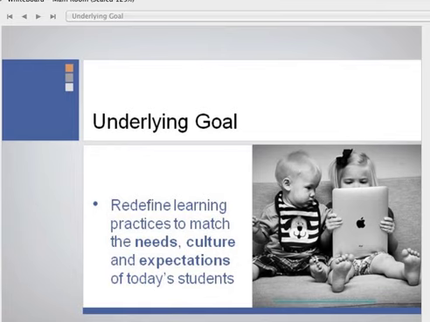When we look at the underlying goal, I want you to try to think about your school and your school's missions and your school goals. The goal is to redefine learning practices to match the needs, culture, and expectations of today's students. If you feel like that somehow matches your goals at your school, please click on the smiley face.